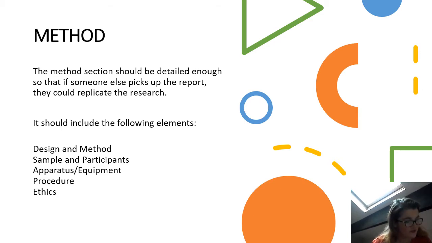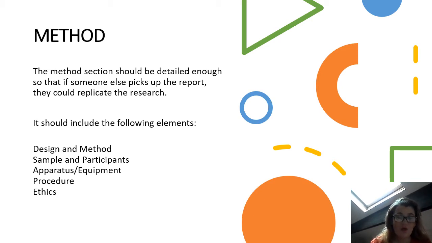So the first part, if you look in your booklet there, is design. Okay, so you've got to include in that as well is the type of method used. So was it a lab experiment, was it a field experiment, etc. The type of design as well. So was it repeated measures, independent groups? You've also got to include there as well is the groups that you used, the conditions that you used, the number of participants, the IV and the DV, you've got to include that in there as well.